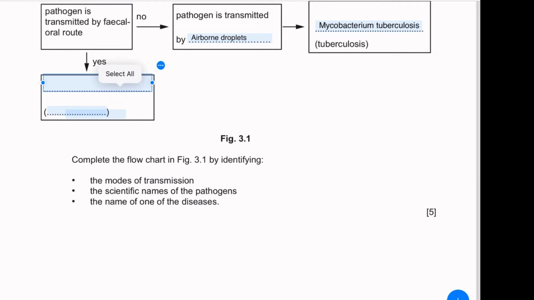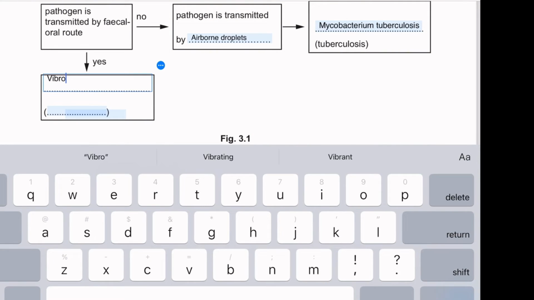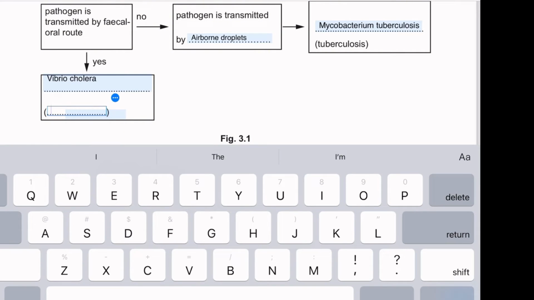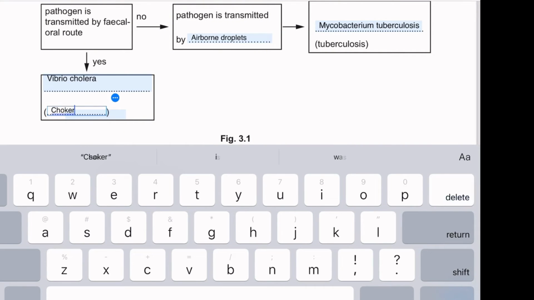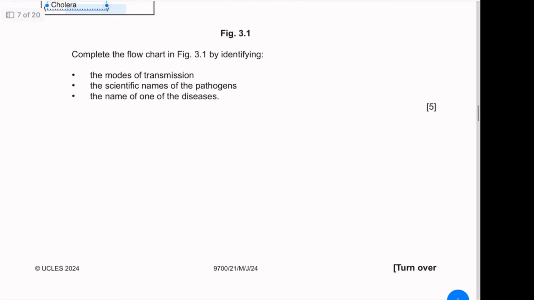Okay, let's first write the pathogen. It's Vibrio cholerae. Now you guys have to spell it right. I don't, but you guys have to. Okay. What's the disease called? Yeah, and here you could mention it's cholera. Okay. Complete the flowchart, modes of transmission, scientific names of the pathogens, and the name of the disease.